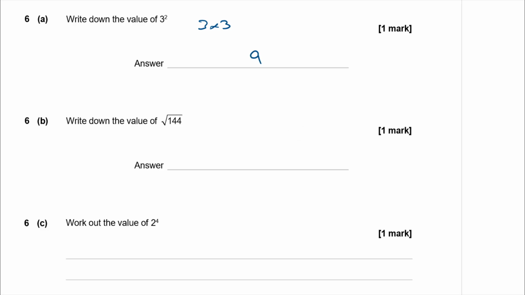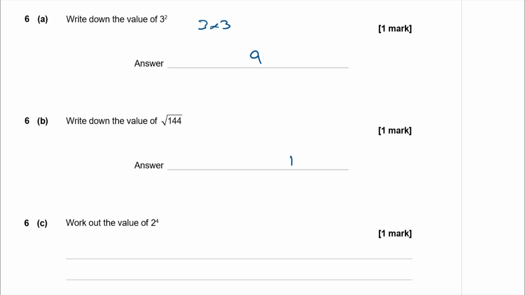Part B says, write down the value of the square root of 144. So we have to work backwards here. A minute ago we were squaring, now we're square rooting. So I need to think, what number multiplied by itself is going to give me 144. Now, I recommend you remember your square numbers, at least up to 12, in which case you will know that 12 times 12 is 144.